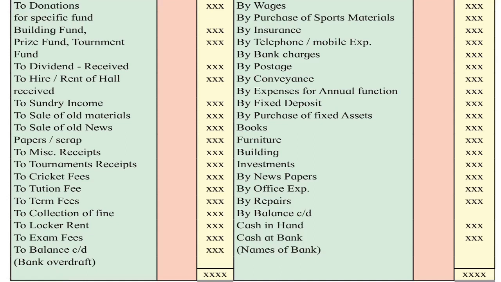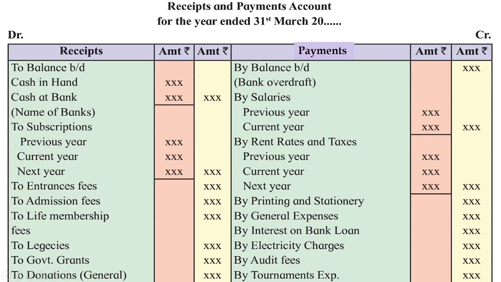Thereafter, balance carried down, that is bank overdraft. If bank overdraft is given at close, then we transfer it to the liability side. Now see the payment side. Again, in the payment side, there are basically two kinds of expenditure. Revenue expenditure is posted to the expenditure side, and if there is a capital expenditure, then capital expenditure is posted to the asset side.